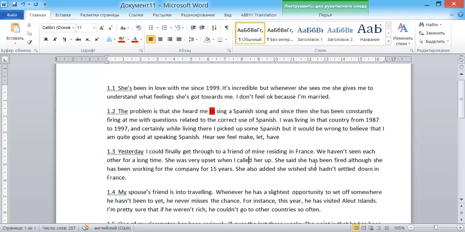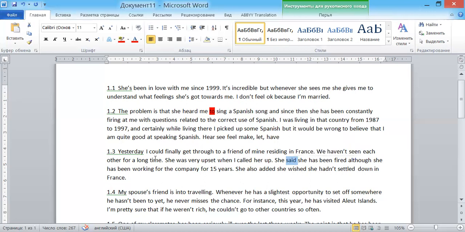She said she has been fired, although she has been working. Yeah, this is the problematic part of the sentence. You see, I would like you to draw your attention to the verb said. It's taken in the past form, and therefore the other verbs in the sentence can't be taken in the present tense. Never. That's why the present perfect tense in the passive voice has been fired should be transformed into the past perfect tense. She said she had been fired because the first verb is taken in the past simple form.